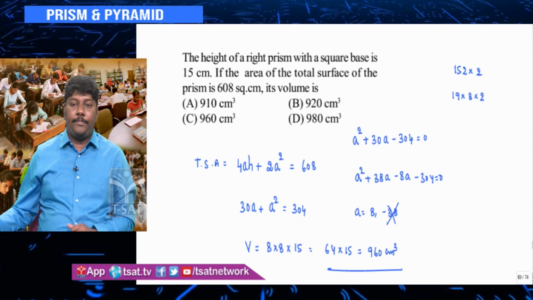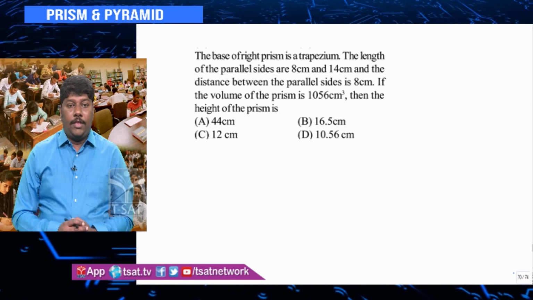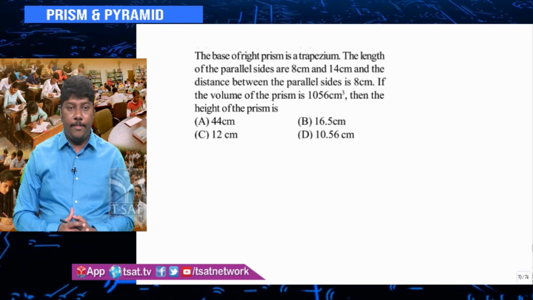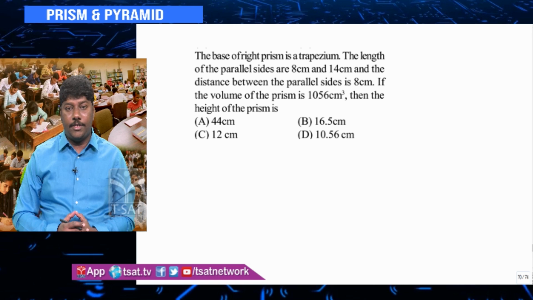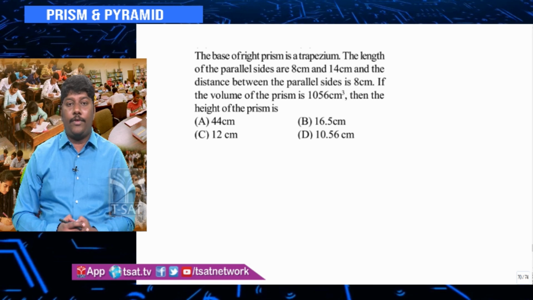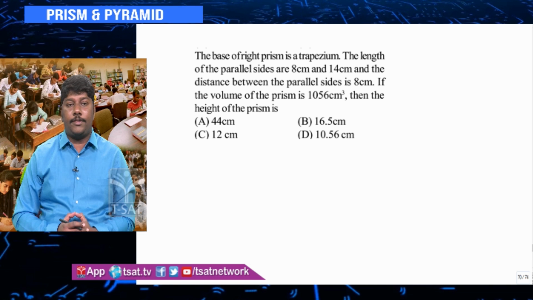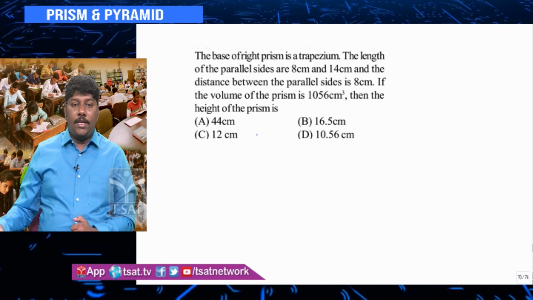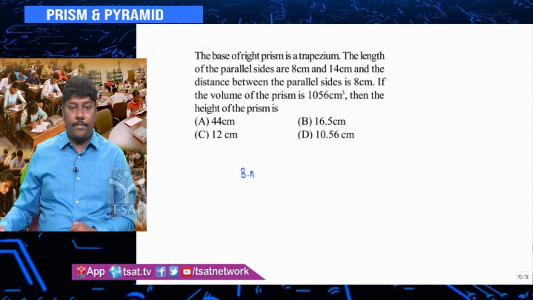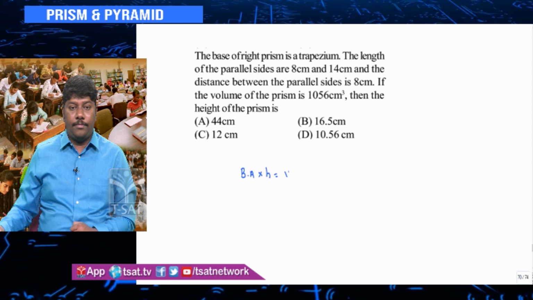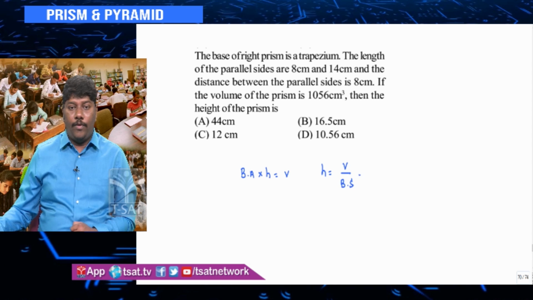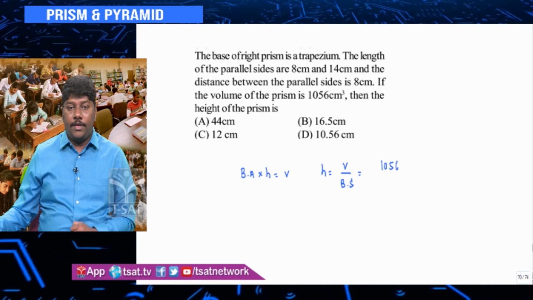Now look at the next one. The base of a right prism is a trapezium. Here the base is a trapezium. The lengths of the parallel sides are 8 centimeters and 14 centimeters, and the distance between the parallel sides is 8. If the volume of the prism is 1056, then find the height of the prism. So we know base area into height is equal to volume. Height is equal to volume by base area. Volume is given as 1056.